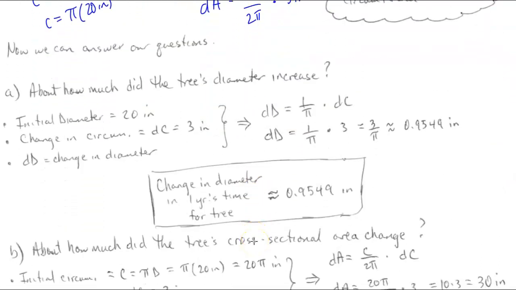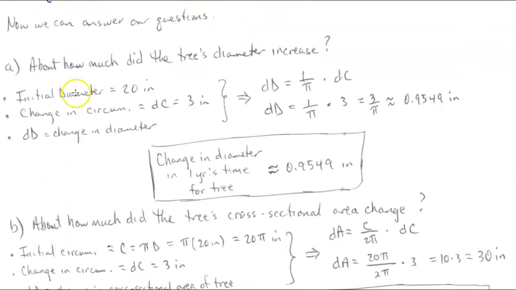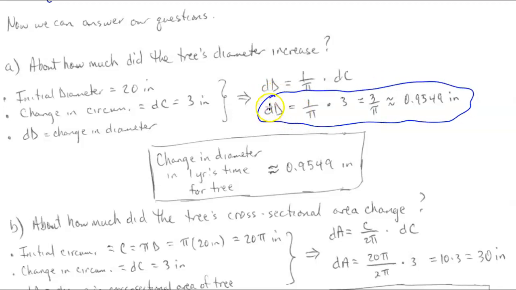So now you see I've actually handled all of this. So we put everything together here. And for this first one, you see that how much did the tree's diameter increase when the circumference changed by 3 inches? It was just 3 divided by pi, which is roughly 0.9549 of an inch.